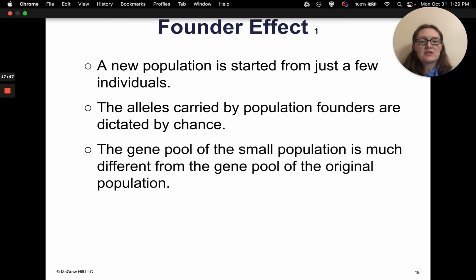Now there's also the idea of the founder effect. A new population is started from just a few individuals, so a few individuals kind of went off and started their own kind of group. The alleles carried by the population founders are dictated by chance. Those few that started the new group are the ones that have the alleles that started this new group, and so the gene pool of the small population is much different from the gene pool of the original population.